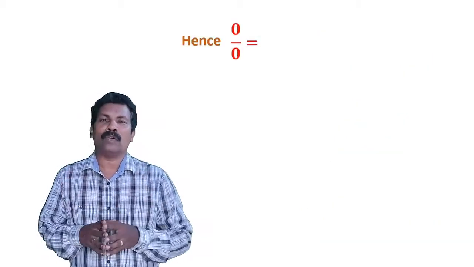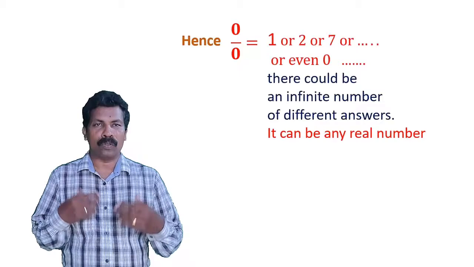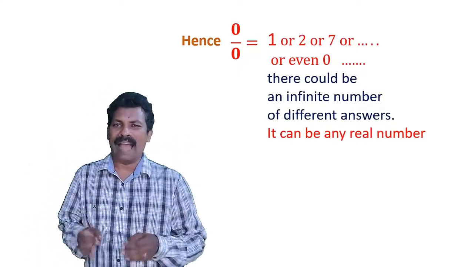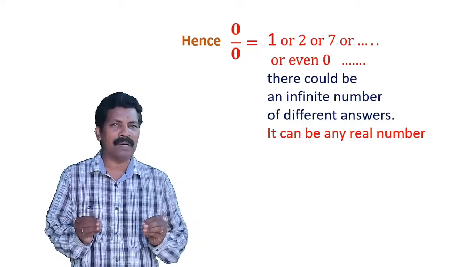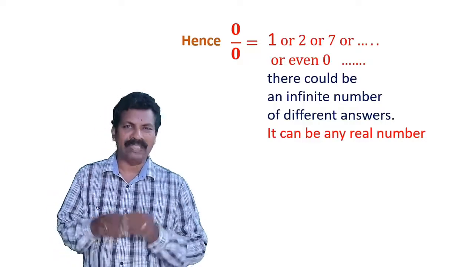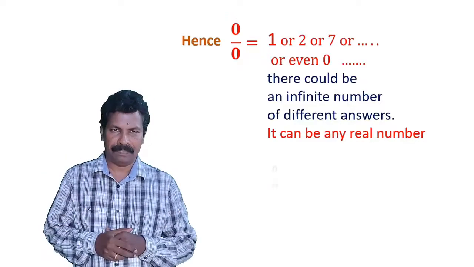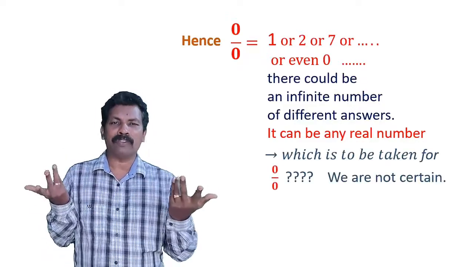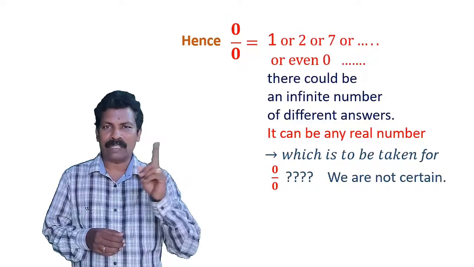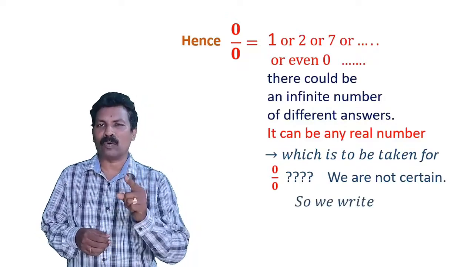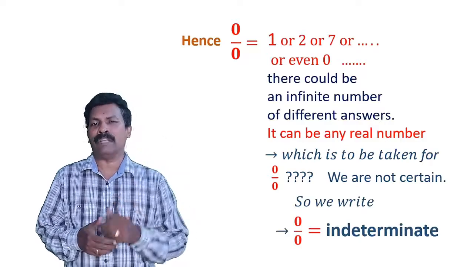Hence 0 by 0 is equal to 1 or 2 or 7 or even 0. There could be an infinite number of distinct, different answers. It can be any real number. So which is to be taken for 0 by 0? We are not certain. So we write 0 by 0 is indeterminate.